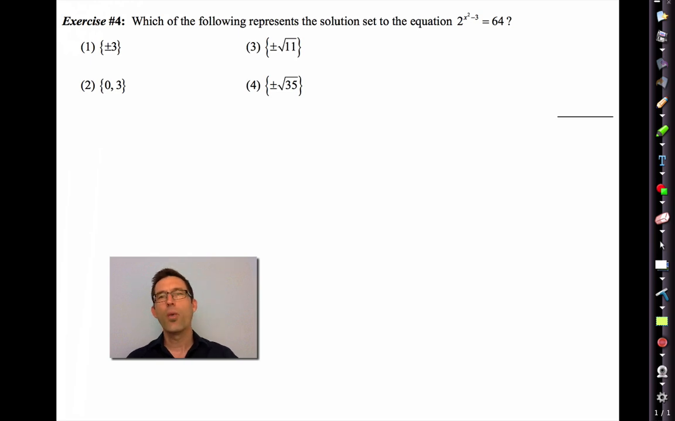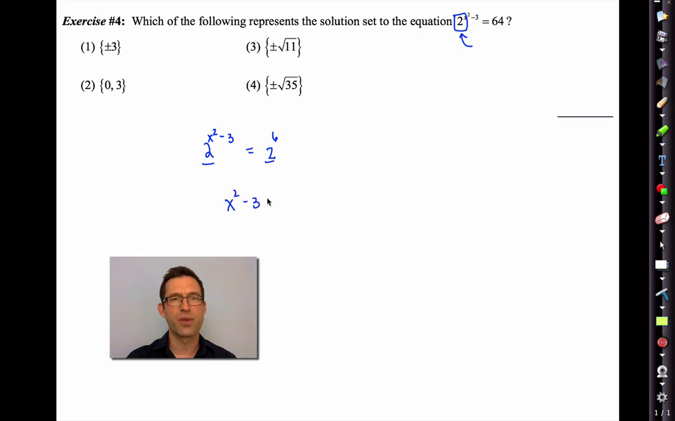All right. Well, when the number on this side is prime, which 2 is, pretty much that has to be the common base. And it is, right? 64 is 2 to the 6th, if you think about it. Now that we've got our common bases, we're going to get x squared minus 3 is equal to 6. Add 3 to both sides, we're going to get x squared equals 9.